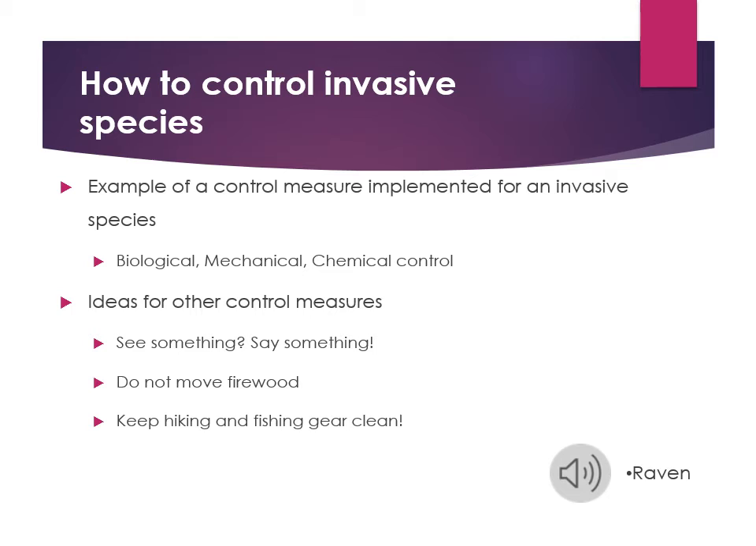And some other ideas for control methods. If you see something, say something. That basically means if you see an invasive species, report it. Another way we can stop it is not moving firewood. It's often made out of dead or dying trees, and that's often a host to critters. So not moving firewood is another good way we can stay on top of controlling these things. And keeping your hiking and fishing gear clean is super important, so that bacteria and other organisms are not able to grow.